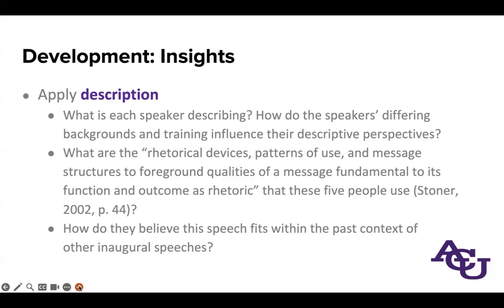Second, what are the rhetorical devices? Again, going back to Stoner, patterns of use, the message structures to foreground qualities of message.